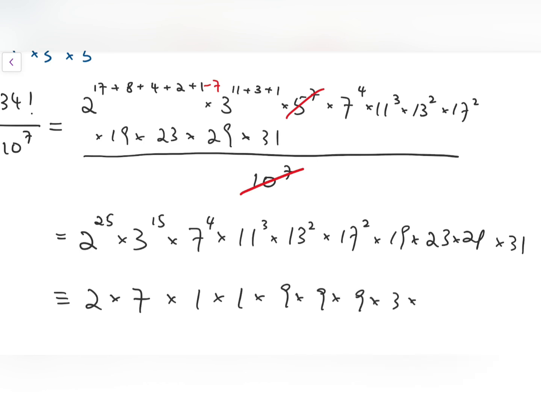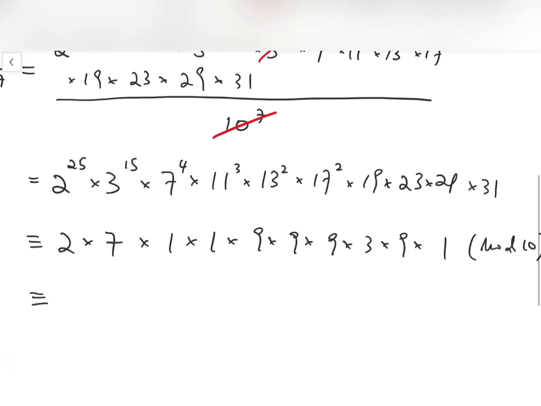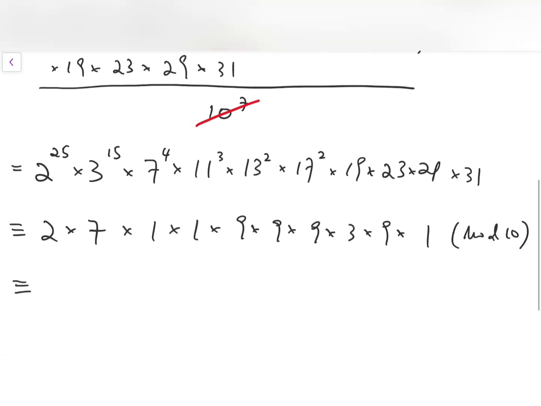All the rest can be done by direct multiplication. So this is mod 10, and we can do them one by one. 2 times 7, 4, and then we have lots of ones. We can ignore them. 9 times 9, 1. For each pair of 9s, we can create a 1, and the last one can be ignored.